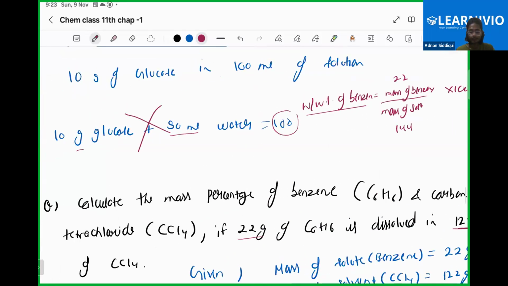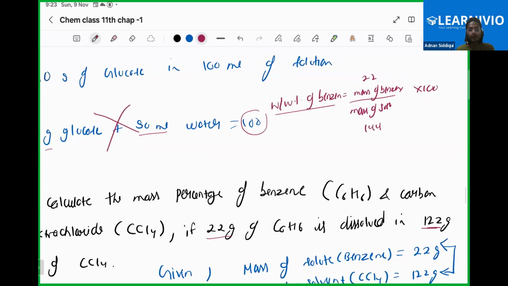Can you tell me what is happening? Here we have to calculate the mass percentage of benzene and carbon tetrachloride. They're telling us there is 22 gram of C6H6 dissolved in 122 gram of CCl4. So they are basically asking about the percentage of benzene. You know the formula: mass of solute divided by mass of solution into 100.